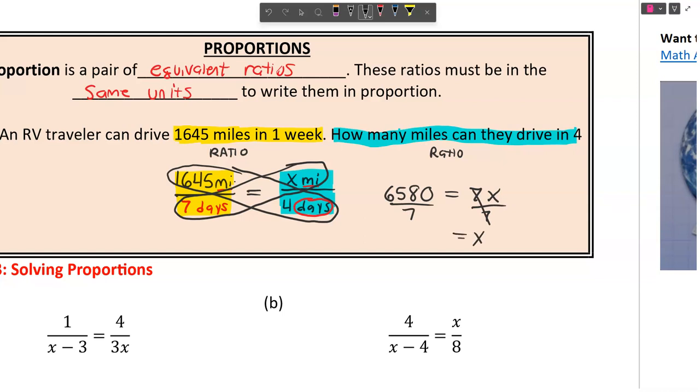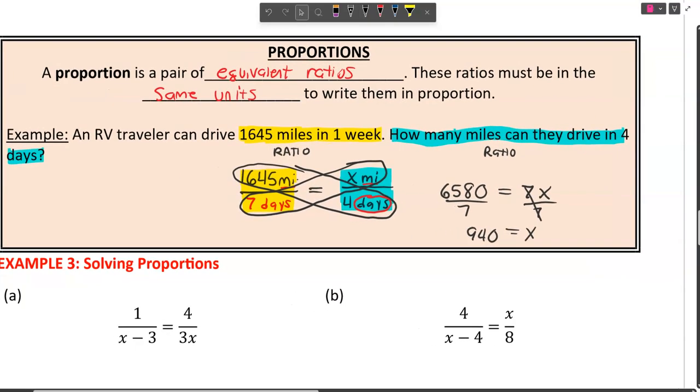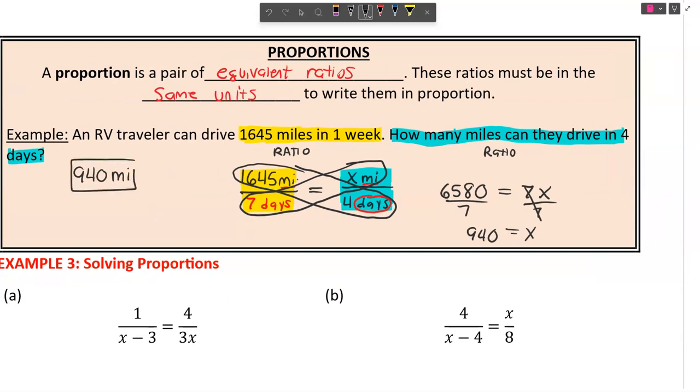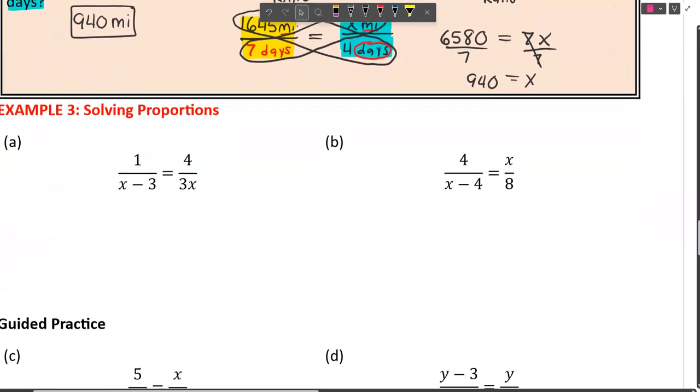And so my final answer here, when I divide that, is 940. So the final answer for this example problem is that the RV traveler would go 940 miles. Now that we know that, let's go ahead and start talking about some of the solving techniques as we look at two examples here below.